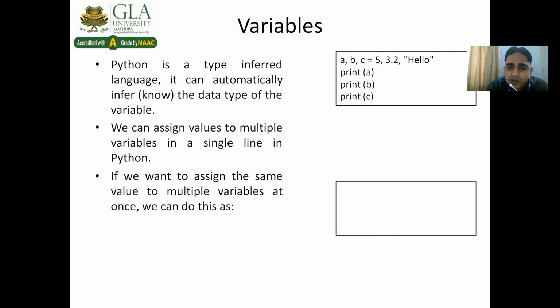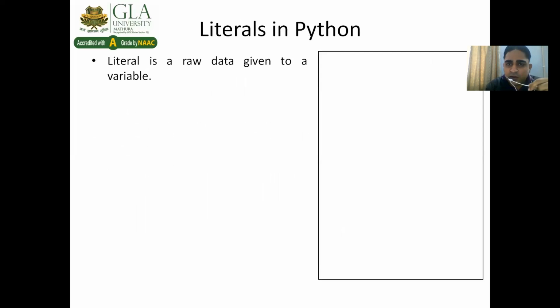So in a single line you can do it like that. If you are printing a, b and c, the output would be 5, 3.2 and hello. And if you want to assign the same value to multiple variables, then you can write like this as well: x equal to y equal to z equal to 25. It is going to take from right to left. So the value 25 will be assigned to z, then z's value will be assigned to y, so y again has the value 25, and y's value will be assigned to x, so x is also going to be 25. If you print x, it prints 25. If you print y, it also prints 25, and for z also it prints 25.